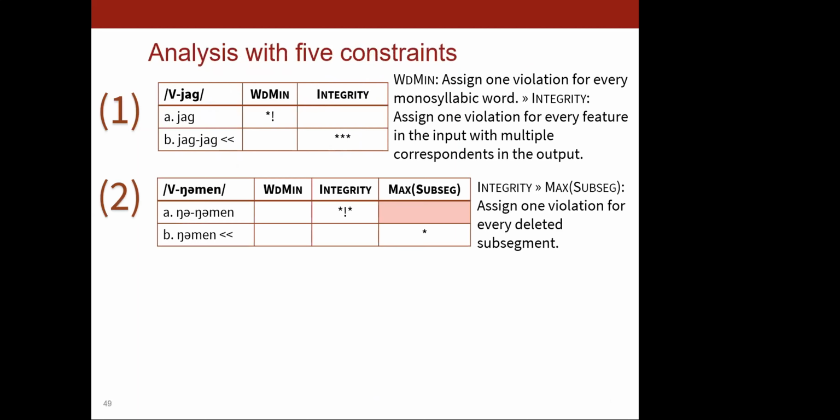Second, the fact that the input of the thematic vowel followed by a multisyllabic root like ngamen, the optimal output here is ngamen, in which the vowel is deleted, not a form which has some kind of partial reduplication. This is because integrity, which assigns violations for copying, is ranked higher than max subseg, which assigns violations if the ghost element is deleted.